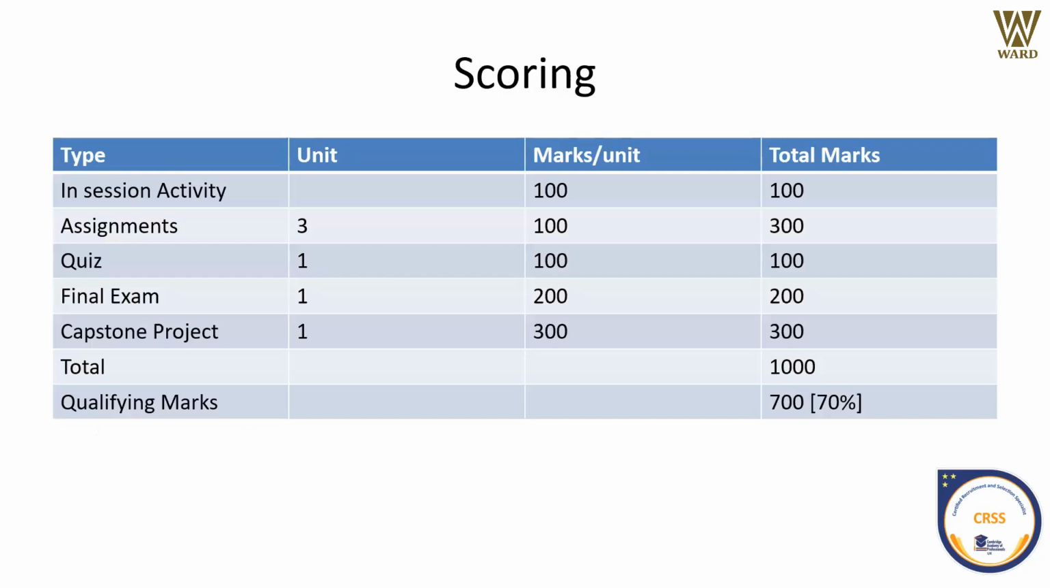That is the scoring framework. In-session activity is 100 marks. There are 3 assignments, 100 marks per assignment, so the total is 300. There is a quiz test, 100 marks, and the total is 100. The final exam is 200 marks, and the capstone project is 300 marks. The total is 1000 marks. The qualifying mark is 700.